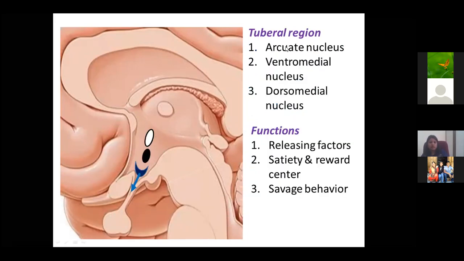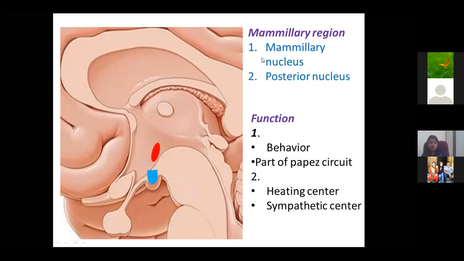So the tuberal region is mainly concerned with the releasing factors, that is satiety and hunger. All these are functions of the tuberal region. In the mammillary region, you have the mammillary nucleus, mainly concerned with behavior, then it is in the Papez circuit, as I told you, that is the memory, then temperature regulation in this region.